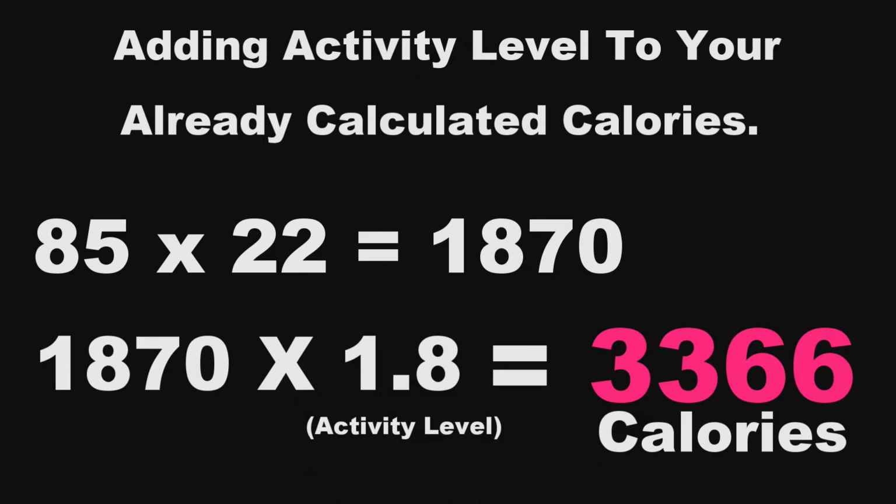All right, so we have our maintenance. I basically timed my weight, which is 85 kilos, by 22. That gave me 1,870 calories. And then I chose 1.8 because I thought that best determined my activity level from day to day. And that got me 3,366 calories. Now we have that nice big maintenance calorie number.